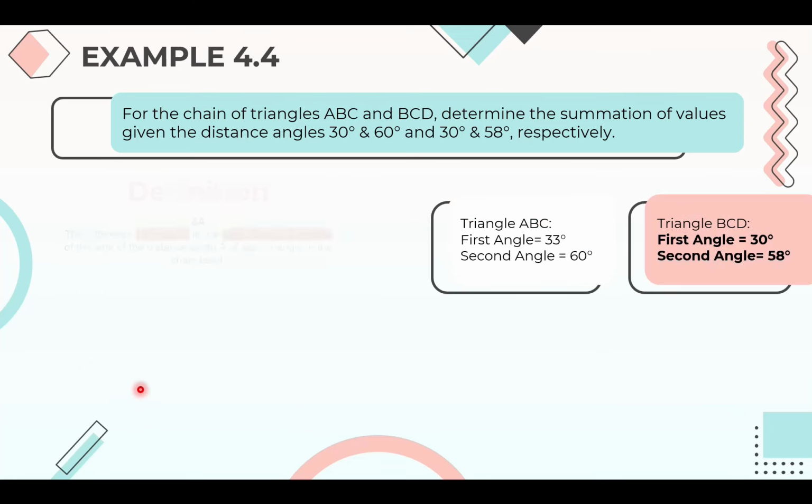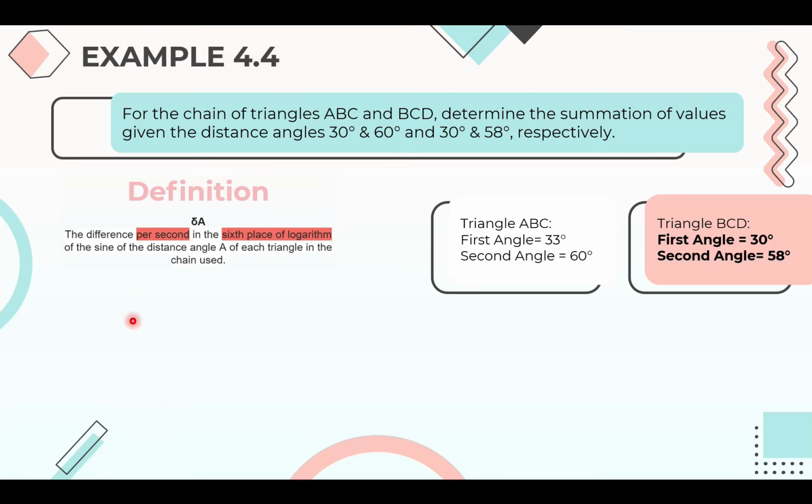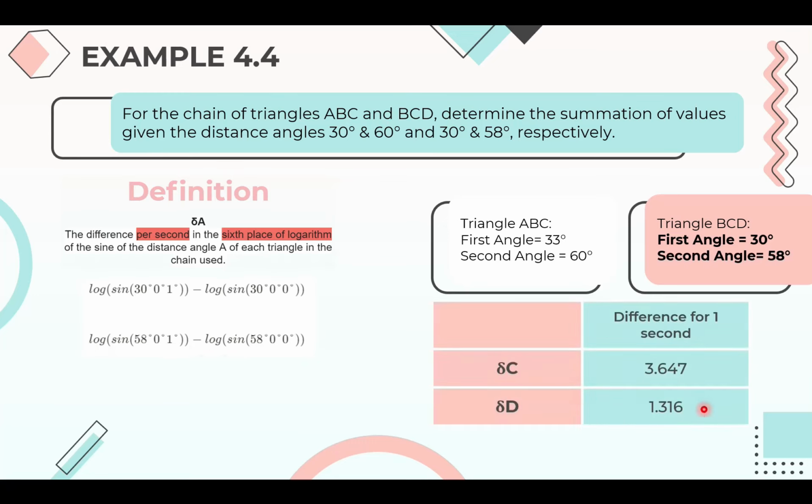So now we will look for the second triangle. Again, the definition. Difference per second in the 6th place of log of the sine of the distance angle. So, first distance angle nato is 30. Second distance angle nato is 58. Again, we will input this in our calculator and we will get the values 3.647. In our calculators, this should show 3.647 times 10 to the negative 6. So, we will input 3.647 and delta D nato will be 1.316.